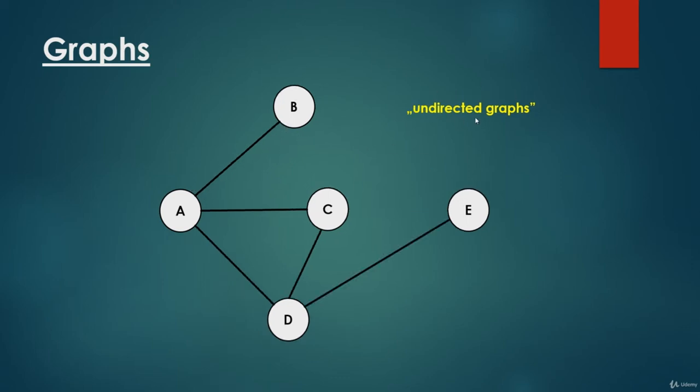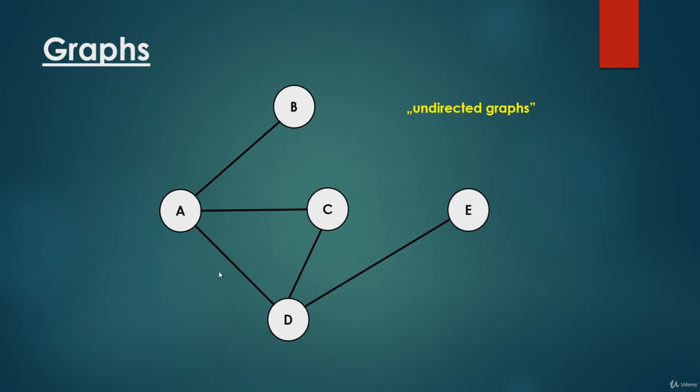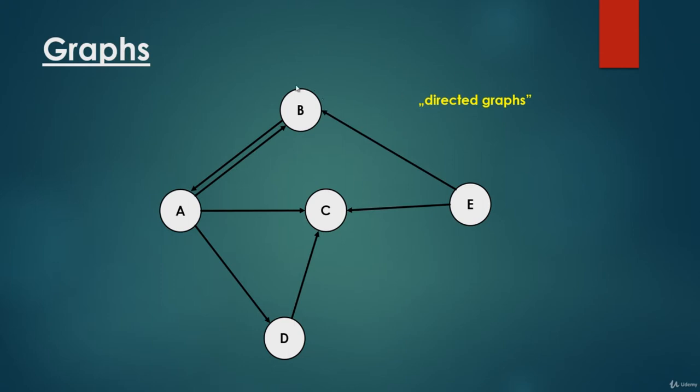What about undirected graphs? As you can see, there are vertices as well as edges again, but in this case, the edges do not have any directions. As you can see, there is an undirected edge between node A and node B. Okay, there is an undirected edge between node A and node C, between node A and node D, and so on. So this is the main difference between directed graphs and undirected graphs. Usually we have to handle directed graphs, so we are going to focus on directed graphs as far as the concrete implementations are concerned.